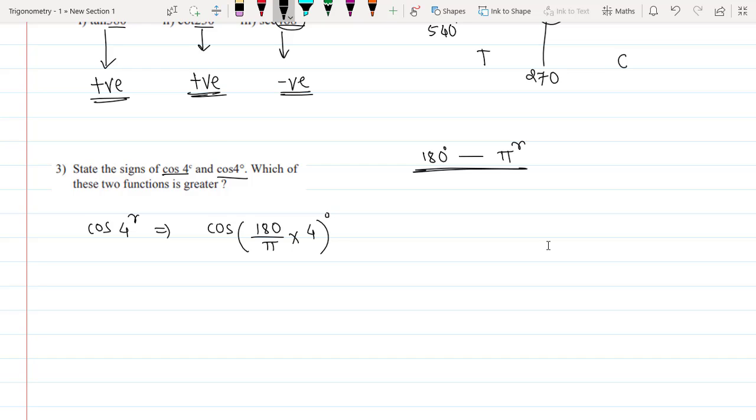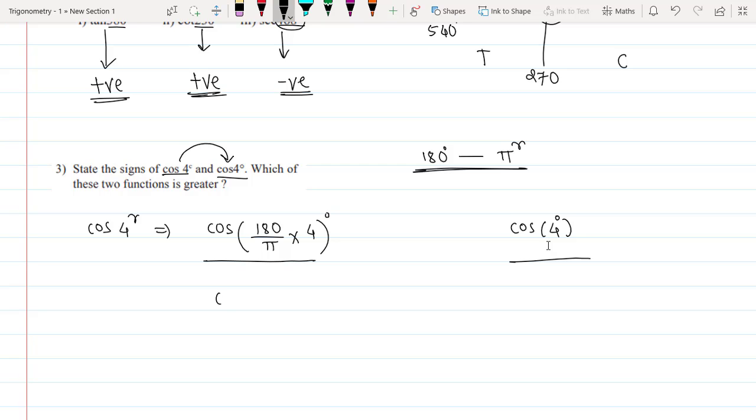Now we have to compare this with cos of 4 degree. Cos of 4 degree. Now tell me which is greater, हा मोठा आहे का हा मोठा आहे. Now maybe you are thinking sir 4 degree ची व्हॅल्यू माहिती नाही, मग आता आपण कसं काढणार.